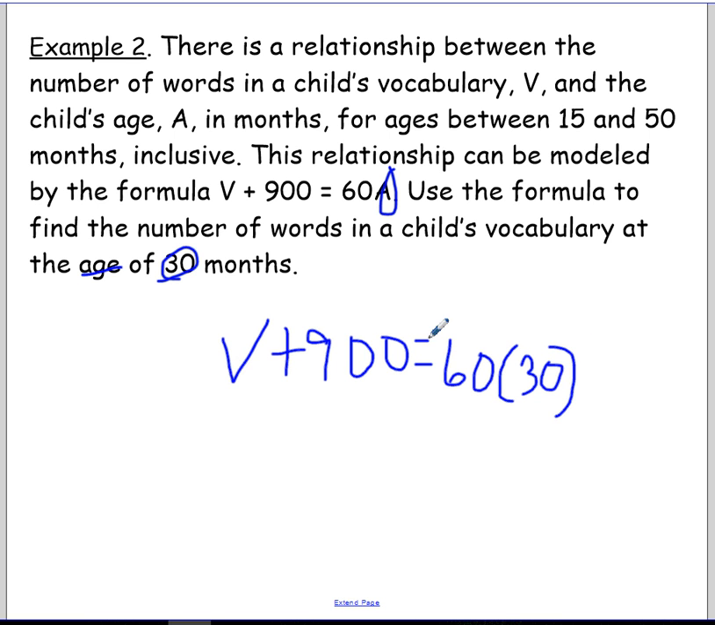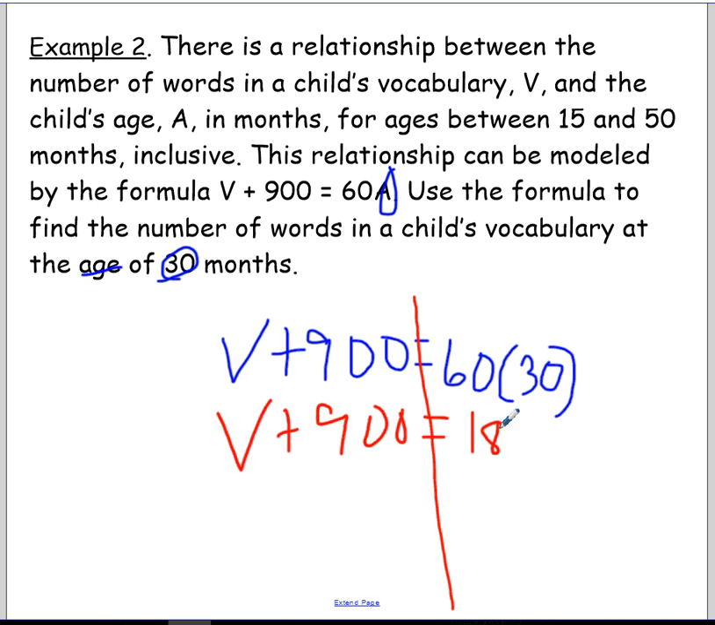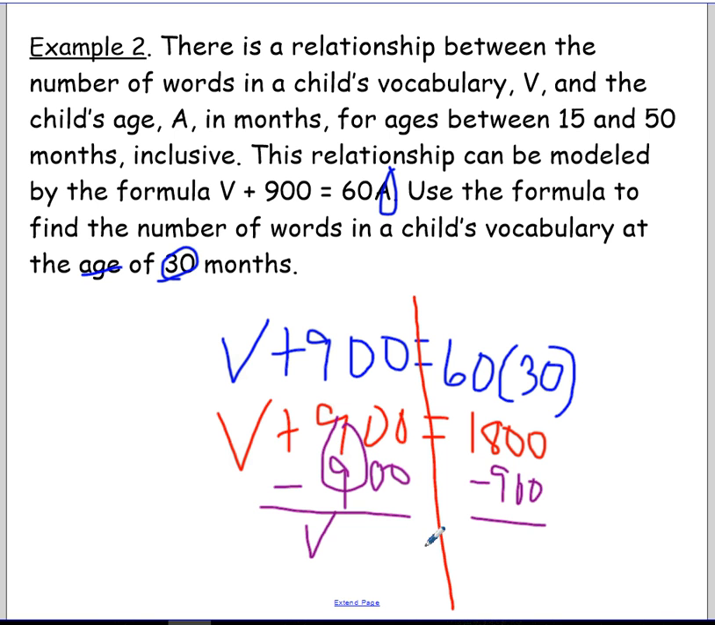So now, again, here's our equal sign. Let's just go ahead and simplify the right-hand side first. So we'll leave our V plus 900 alone. And then 6 times 3 is 18. Add 1 zero from the 60 and 1 zero from the 30. So 60 times 30 is 1,800. And so now just to get V by itself, we have a subtraction of 900. And so our V is equal to 900.